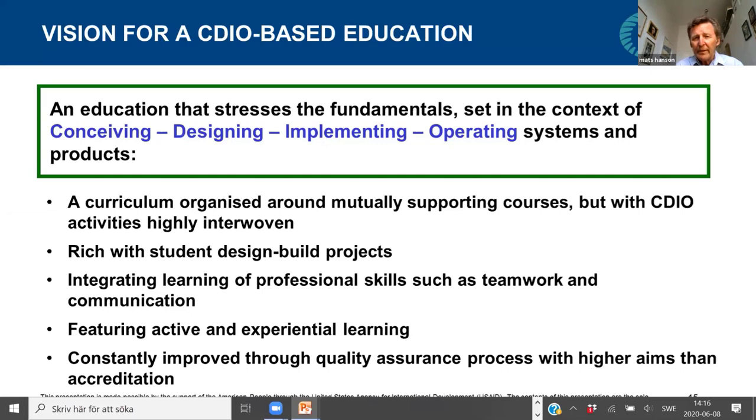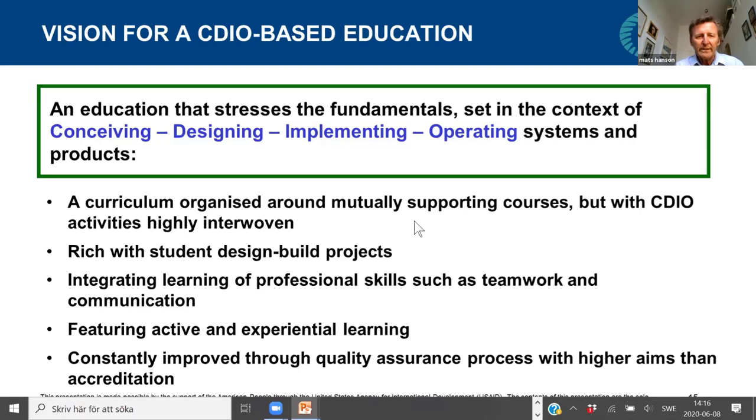So combining brain and hands, that's engineering. So I think the rich set of design and build projects enhance the combination of science and technology. Science, if you think, science and minds enhance. So think about that, minds enhance, science and art at the KTH.